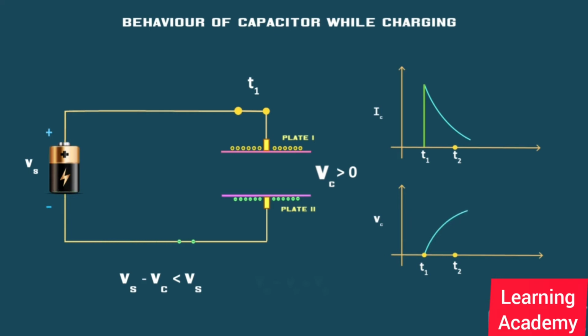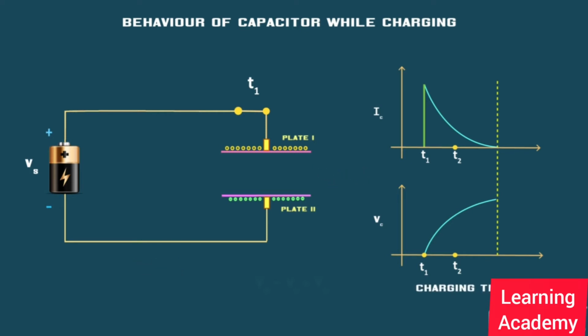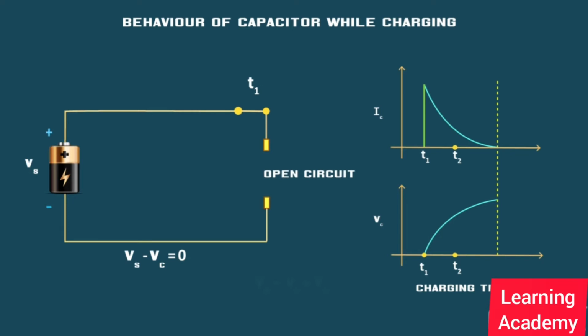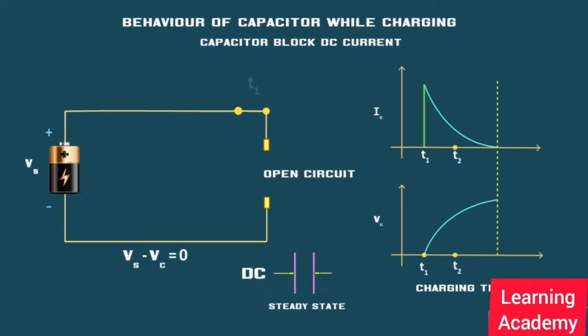So the charges will gradually accumulate on plate 2 until the capacitor is fully charged. When the capacitor is fully charged, it attains the same voltage as the battery. The time taken to fully charge the capacitor is called the charging time of the capacitor. As there is no potential difference between the battery and capacitor, no charge will flow, that is, the capacitor acts as an open circuit. Hence, we can say that for DC, the capacitor has infinite opposition in steady state, and thus, the capacitor blocks DC current.